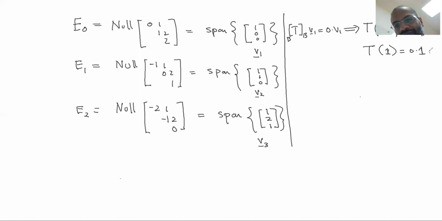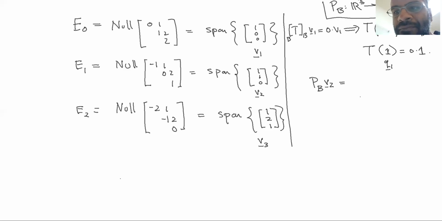So the first eigenvector of this linear transformation is the polynomial 1. Let's call that Q1. Similarly, the other eigenvectors correspond to P_B of V2. Remember, P_B is this mapping from R3 to P2, which simply takes a coordinate vector in the B basis and turns it into an actual polynomial in P2. It's an isomorphism, the inverse of the coordinate vector. So P_B of V2 is just going to be the polynomial 1 plus t.